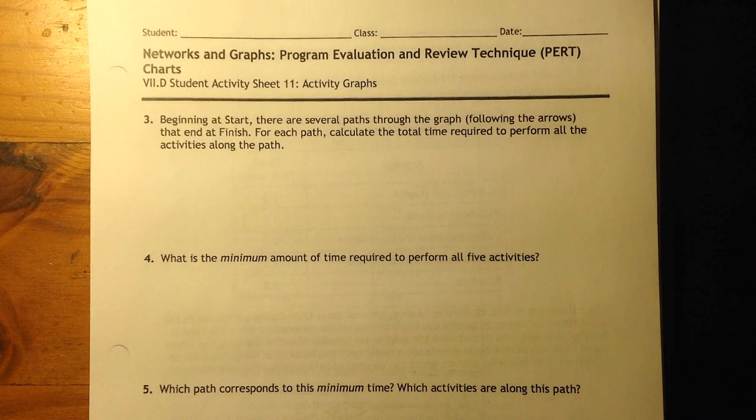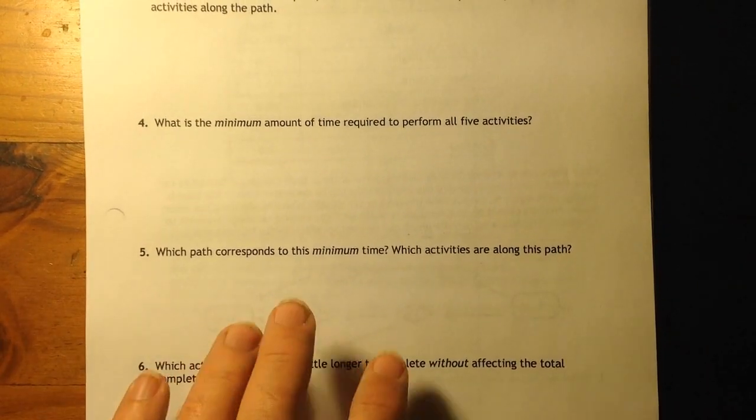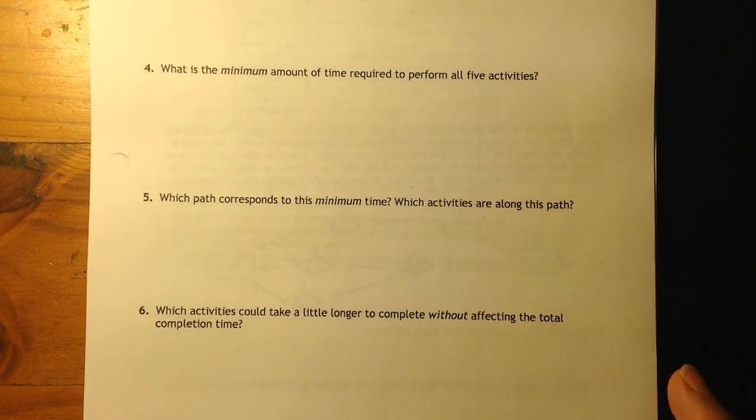Number 4, what is the minimum amount of time required to perform all 5 activities? So think about that. What is the minimum amount of time required to perform all 5 activities? Number 5, which path corresponds to this minimum time? Which activities are along this path? And then number 6, which activities could take a little longer to complete without affecting the total completion time?